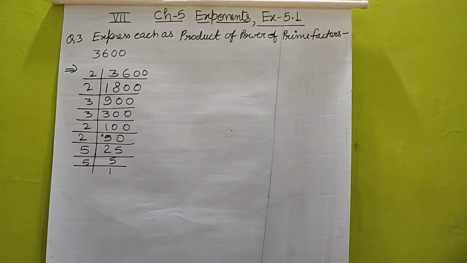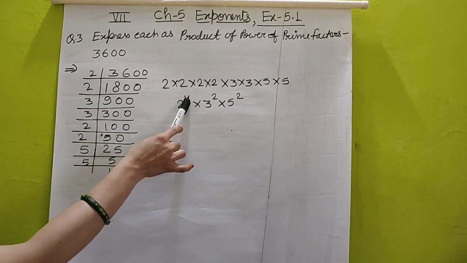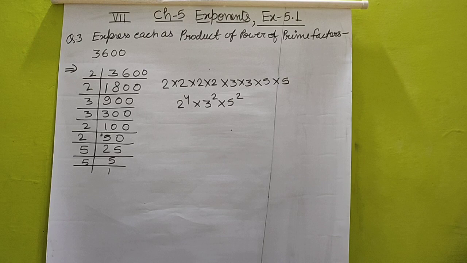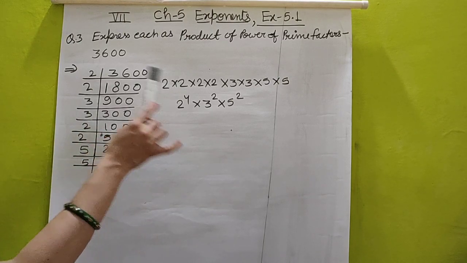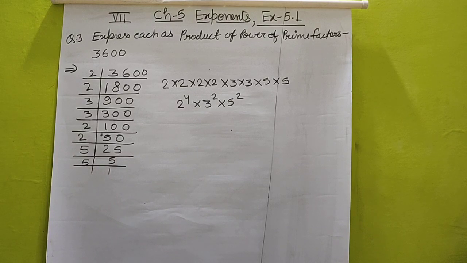Now we will write them in the product of their powers. Here students, you can see I have written 2 raised to power 4, 3 raised to power 2 and 5 raised to power 2. So like this students, you can do the prime factorization and after that you can write it as the product of their powers.